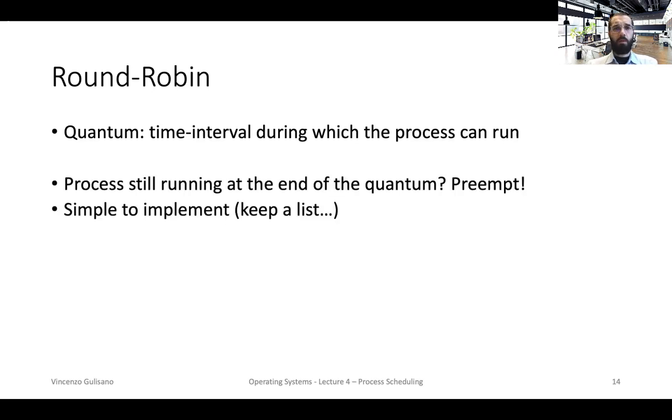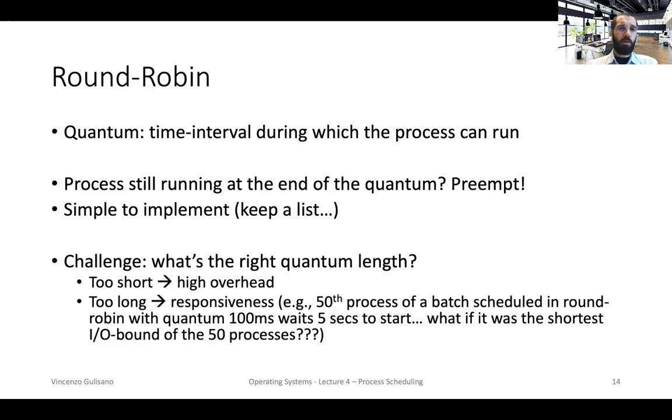It's simple to implement. You just keep a list of ready processes. What is challenging here is to identify the right length for the quantum. If you take quantums that are too short, then you have high overhead because you have to do a lot of context switches frequently, so you're wasting resources many times to switch between processes instead of letting the processes run. On the other hand, if you have a quantum that is too long, then you will probably affect responsiveness.